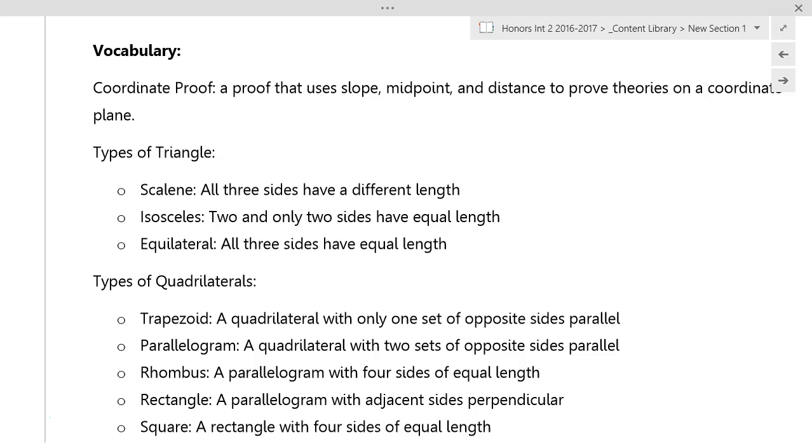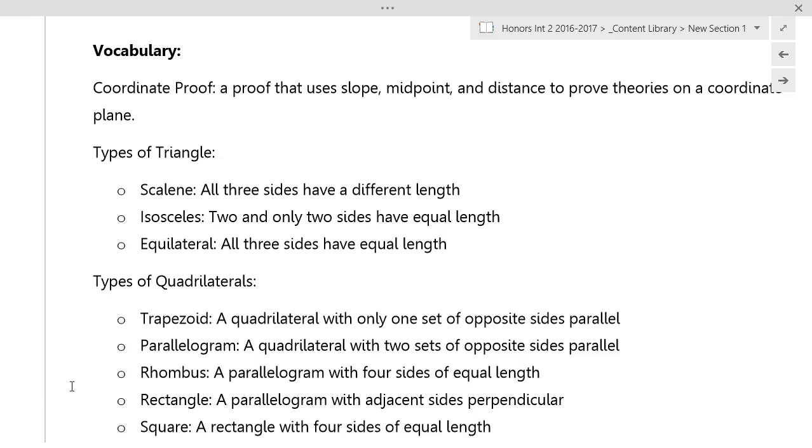Okay? So how do I prove something is a certain type of triangle? Well, for triangles we will all use the distance formula. There's 3 types of triangles we're going to look at. A scalene triangle has all 3 sides of a different length. An isosceles triangle has 2 sides that are the same length and 1 that's different. An equilateral triangle has all 3 sides the same length. So for a triangle, we'll find the length of all the sides, and then we have to see, are they the same, are they different, and just pick which type of triangle it is.